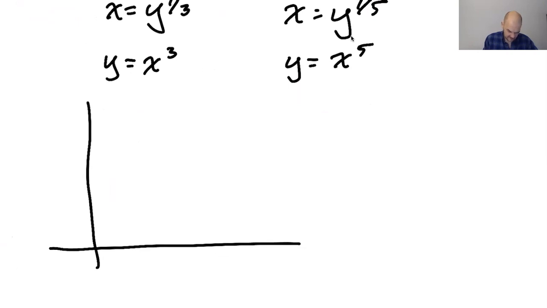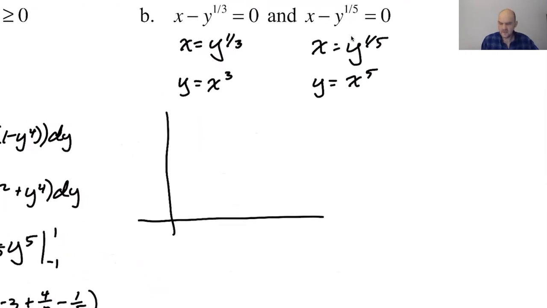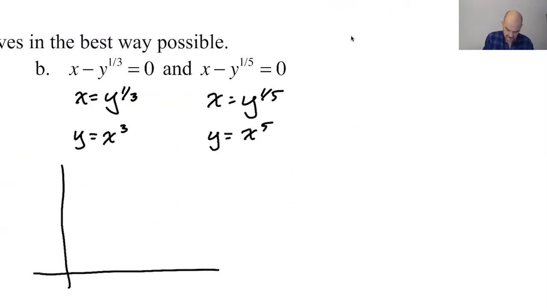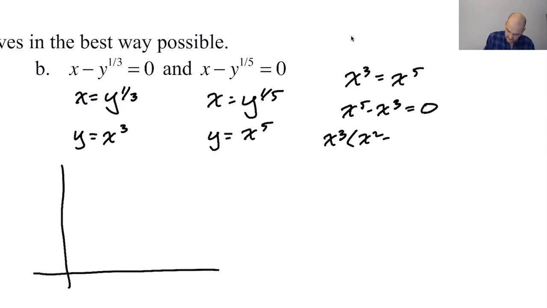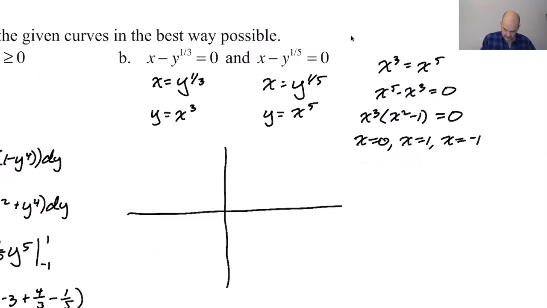Do these intersect more than once? Probably. Let's do that. x cubed equals x to the 5th. x to the 5th minus x cubed equals 0. x cubed times (x squared minus 1) equals 0. So x is 0, x is 1, and x is negative 1. Interesting. And there's nothing in the problem that would restrict any domain type things. So here we go.